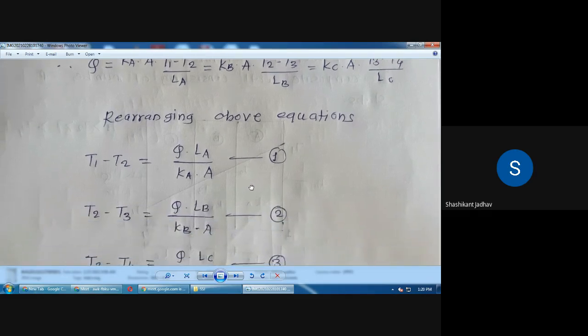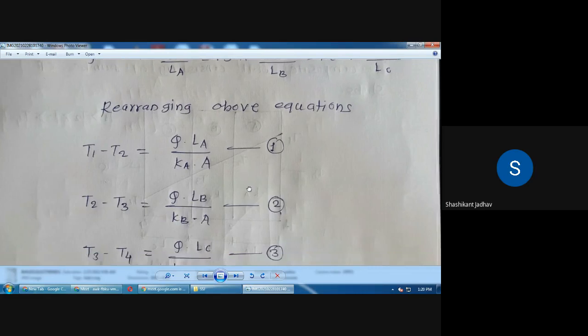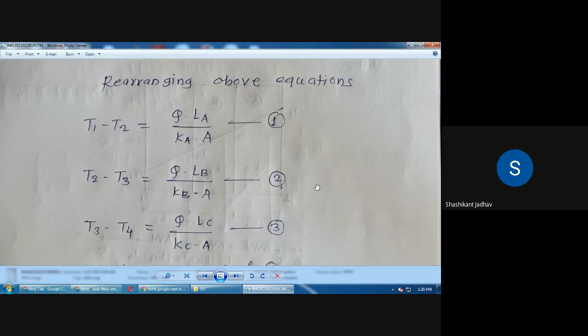Similarly, we have to write down the equation for the layer B, that is T2 minus T3 is equal to what? T2 minus T3 is equal to Q into LB divided by KB into A. Okay. Similarly, we have to write down the equation for the section C. Write from the screen, T3 minus T4 is equal to what? Write down.